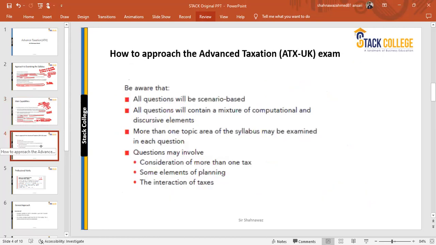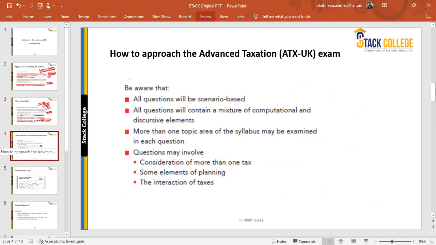Now move on. There are some tips given by the examination team on how to approach the Advanced Taxation exam. Be aware that all questions will be scenario based. As I already told you, in Section A there are lengthy scenarios with multiple pieces of information, and identifying the relevant information is key.